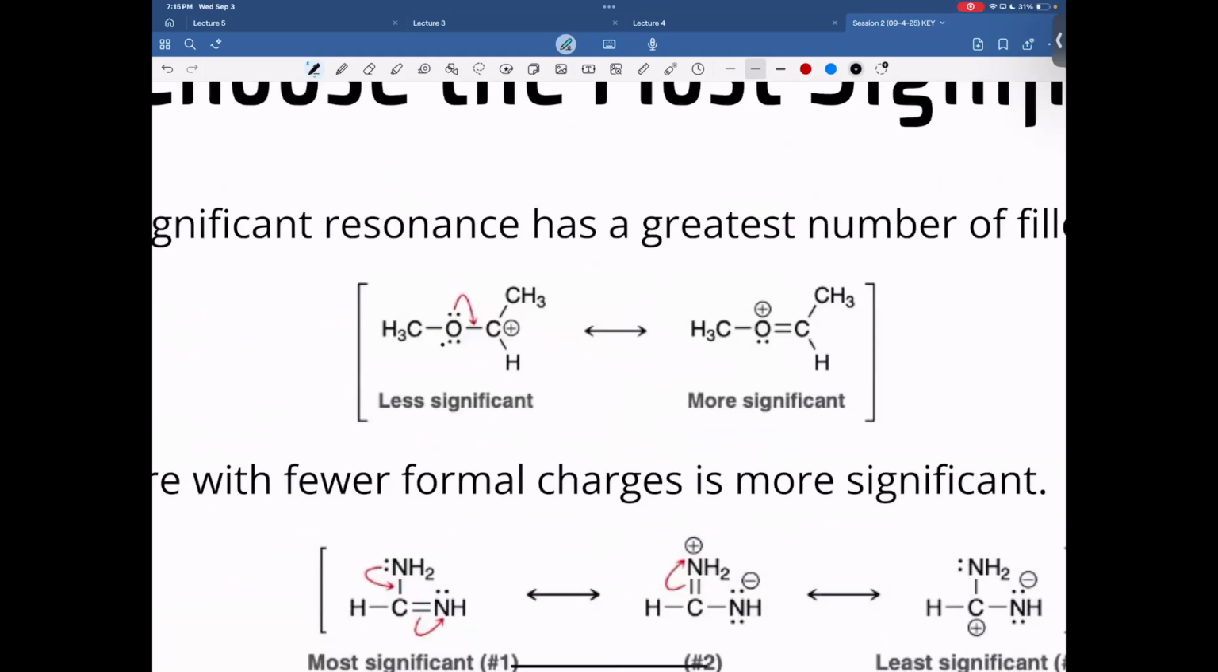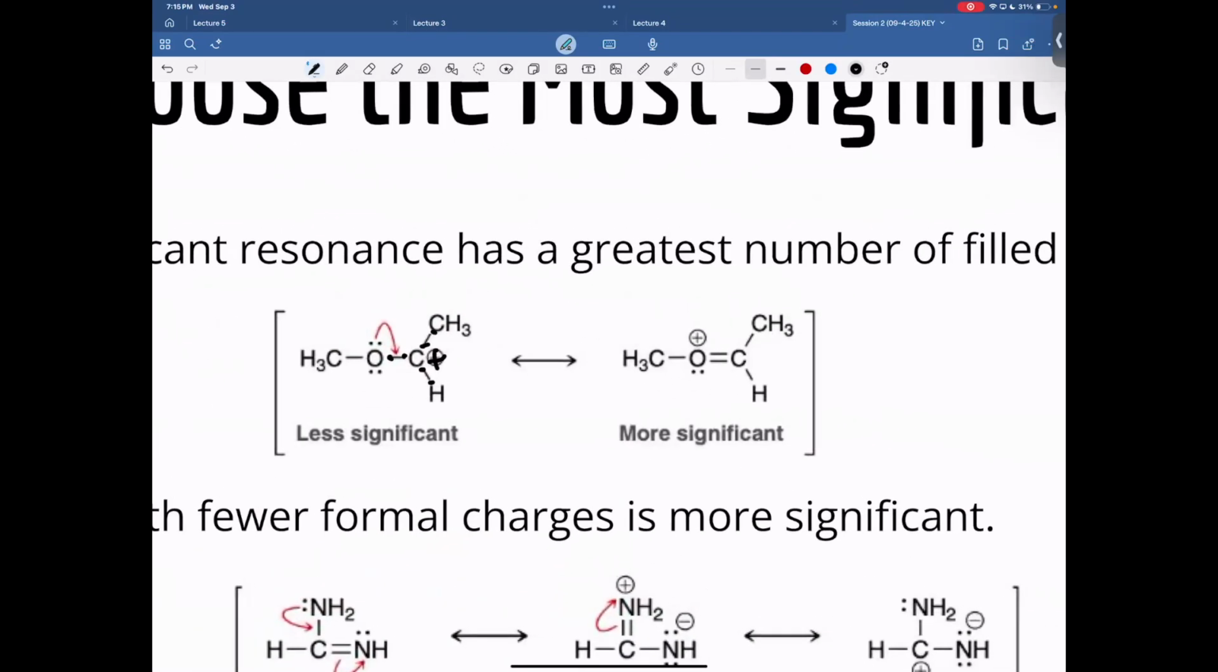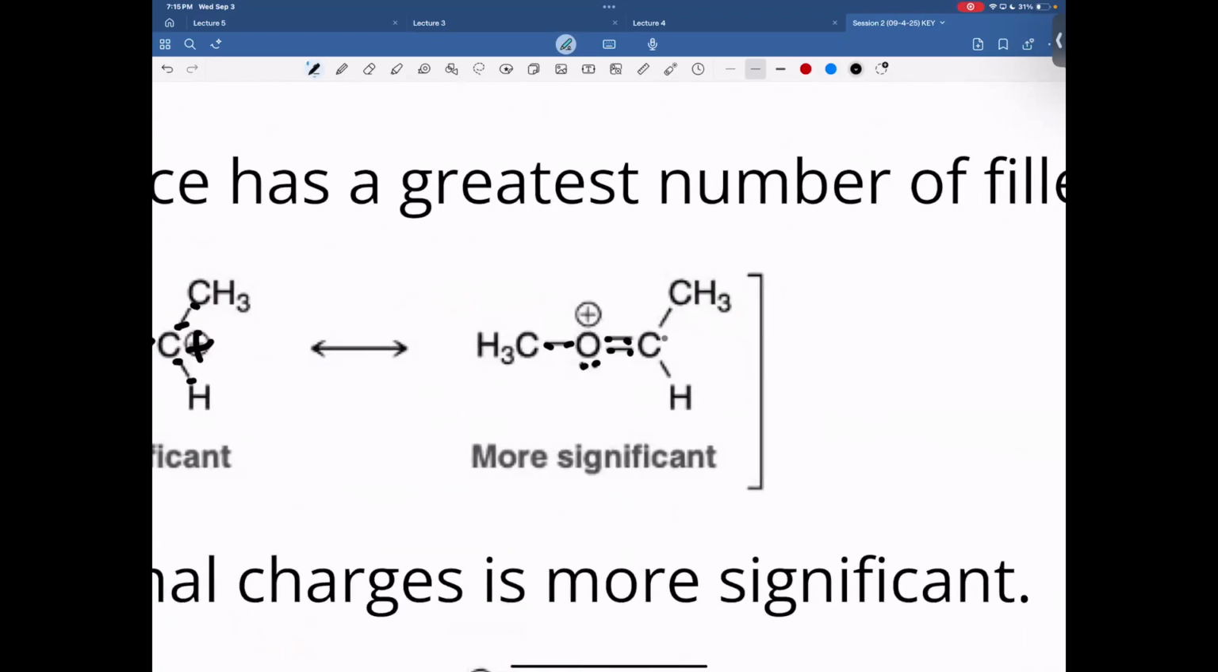this oxygen here has a full octet because there are 8 electrons. But this carbon here has a positive charge, right? That means it's lacking electrons because we only have 1, 2, 3, 4, 5, 6 electrons. It's not a filled octet. However, if we look here, although the oxygen has a positive charge now, it still has 8 electrons around it. 1, 2, 3, 4, 5, 6, 7, 8. So that's still a filled octet. But now carbon also has a filled octet because there's 1, 2, 3, 4, 5, 6, 7, 8.